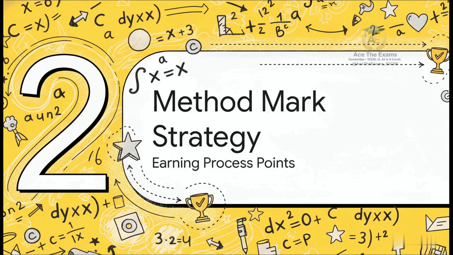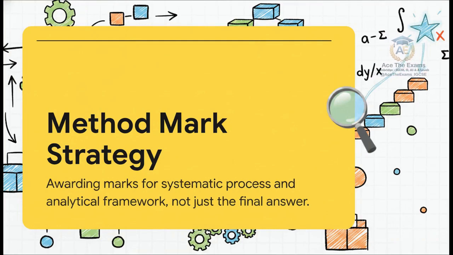Initiating Phase 2, the method mark strategy, earning points for process. Let's keep scanning. This brings us to our core fuel efficiency protocol, the method mark strategy. Look, ground control awards marks for your systematic process and your analytical framework, not just for miraculously stumbling upon the correct final landing coordinates. They are actively watching your high-tech UI console for a logical, step-by-step progression. If you make a tiny arithmetic error right at touchdown, but your calculus and application of initial conditions were structurally perfect, you are still capturing the vast majority of the payload points.